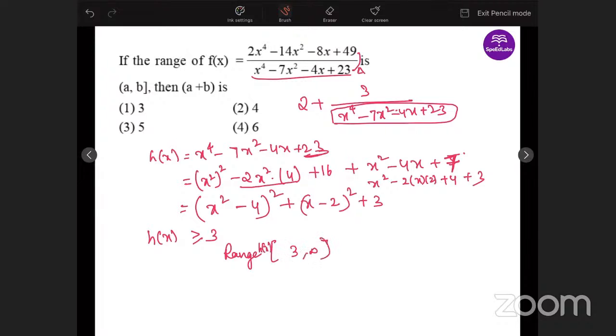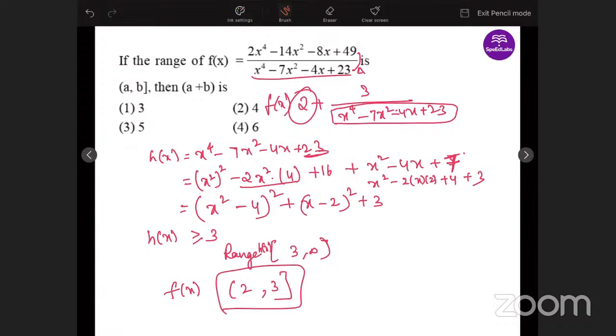So range of f of x will be open to close 3, right? So this is f of x, right? So 2 and 3, close 3. So what is the answer? Yes, sir. 5. Understood?